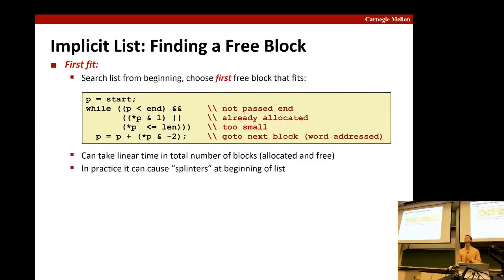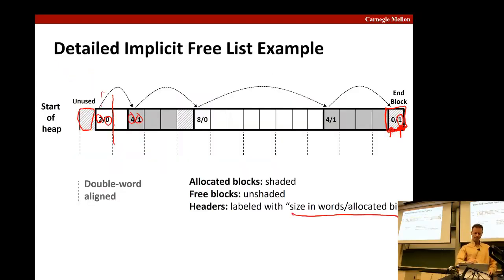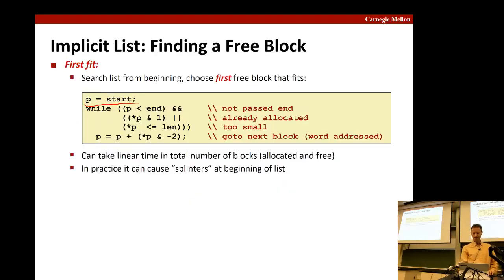Okay, what about the question of finding a free block? First fit says you search from the beginning and you choose the first one that fits. And here's the simple little code for that. So you go from the start, while it's not past the end. Again, the end would be delimited by that end block.